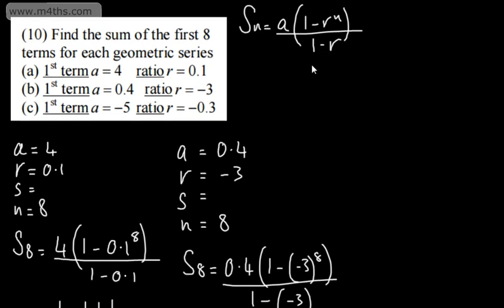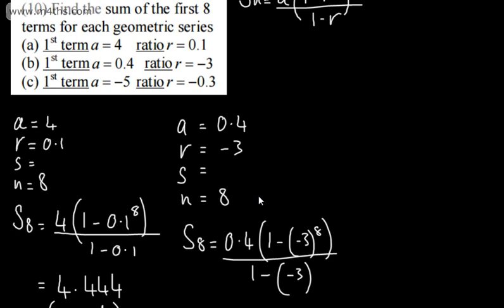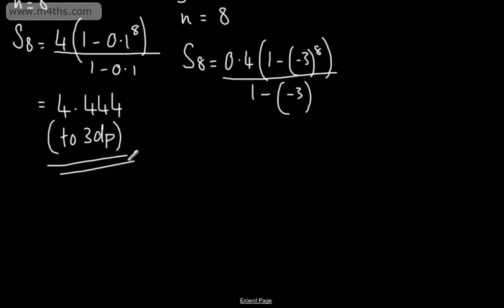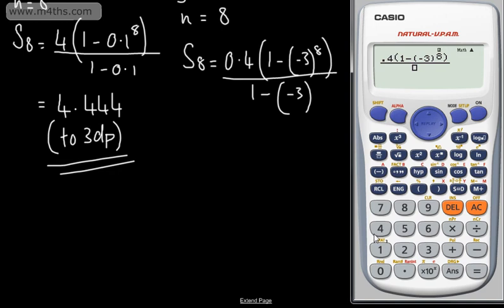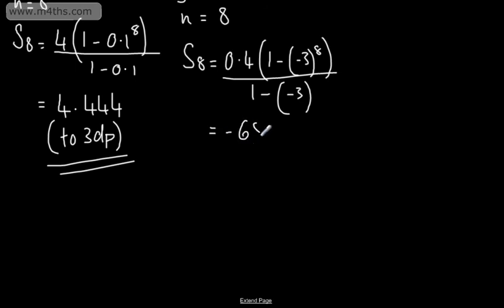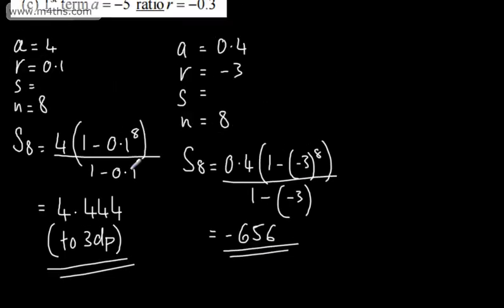So all I've done is simply substituted in. A is 0.4, R is -3, N is 8, and we've put it in like so. So in the calculator, we've got now 0.4, we've got 1, we subtract from that -3, which we need to raise to the power of 8. We divide this by 1 minus the -3, which is going to give me 4, and that gives me -656.